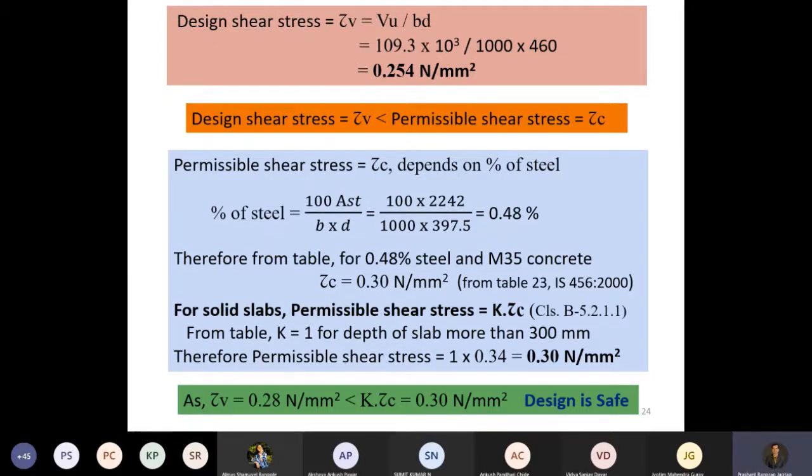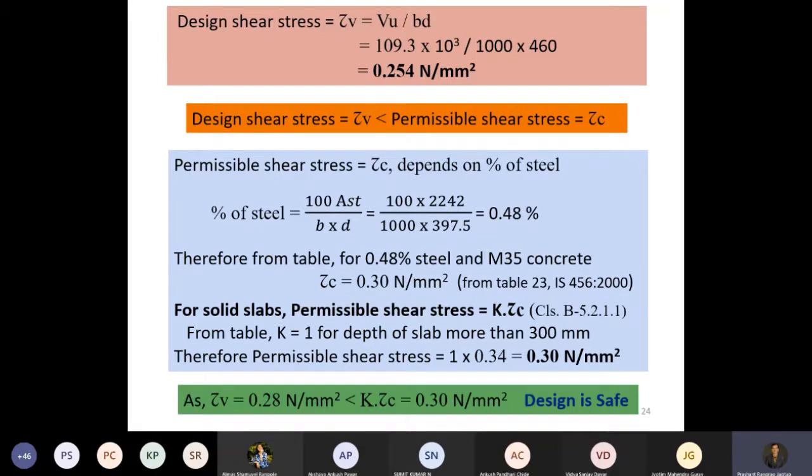So that becomes 0.254 newton per mm square. So design shear stress, tau V, must be less than permissible shear stress, tau C. The permissible shear stress we have to calculate from Table number 23.